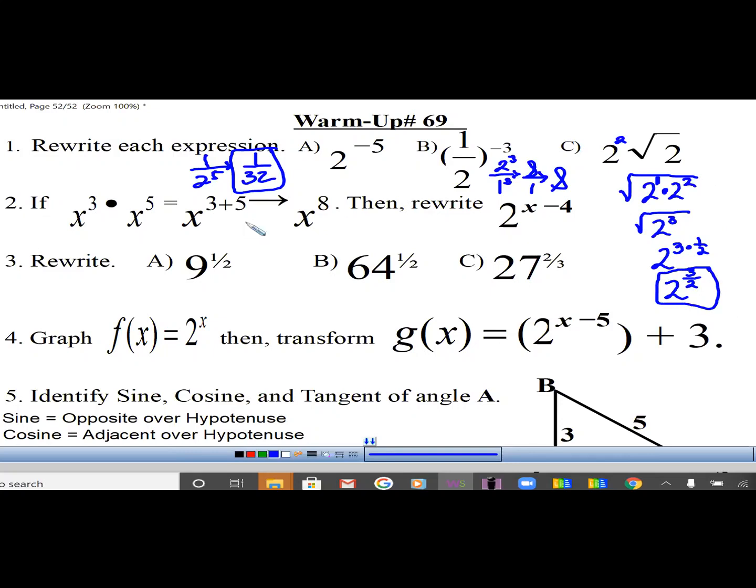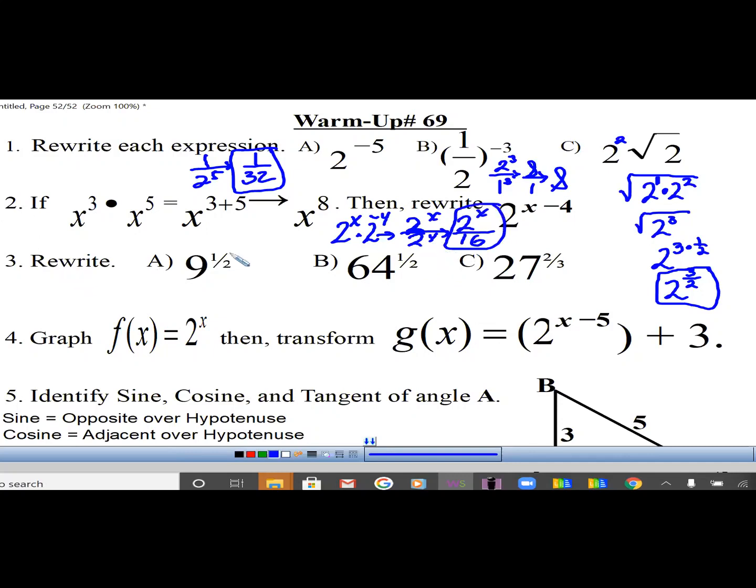All right, number 2. Let me rewrite 2 to the x minus 4, which is 2 to the x times 2 to the negative 4. So this is 2 to the x over, because we can't have a negative exponent, over 2 to the positive 4, which simplifies to 2 to the x over 16, because 2 times 2 times 2 times 2 is 16.